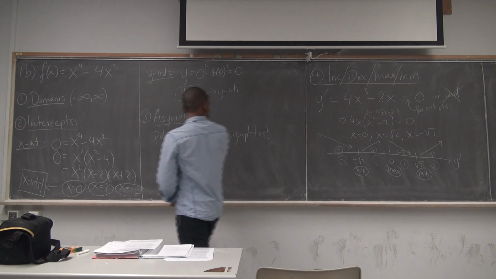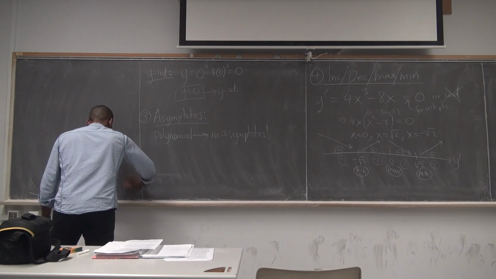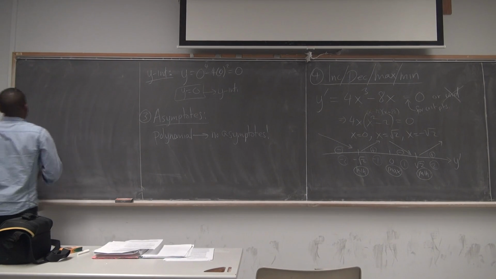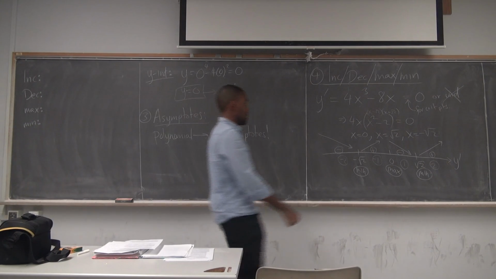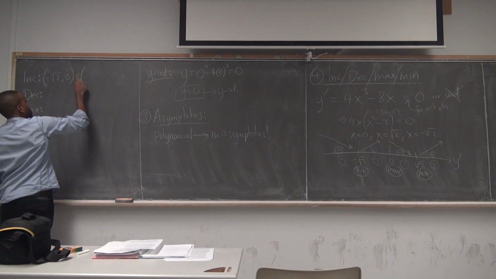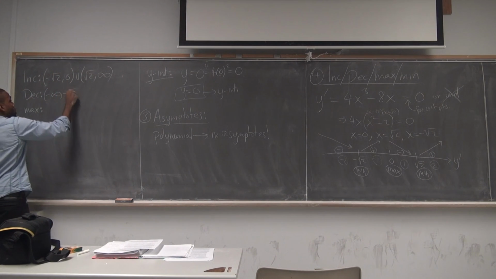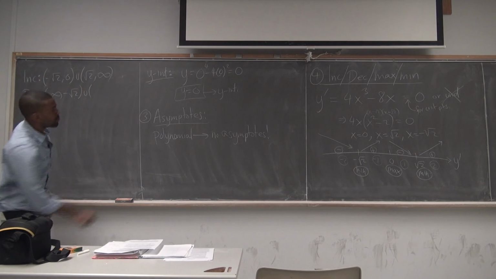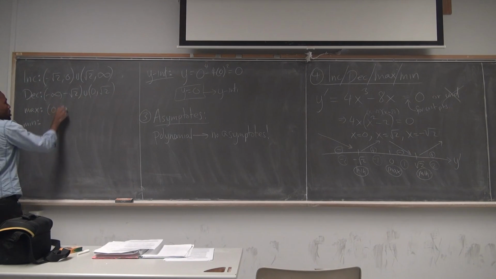So, now I can make conclusions from step 4. Now, according to what we did in step 4, I am increasing, decreasing. Where is my max? Where are my mins? I am increasing negative radical 2 to 0 and radical 2 to infinity. I am decreasing infinity to minus radical 2 and 0 to radical 2. My maximum occurs at 0 comma 0, right?